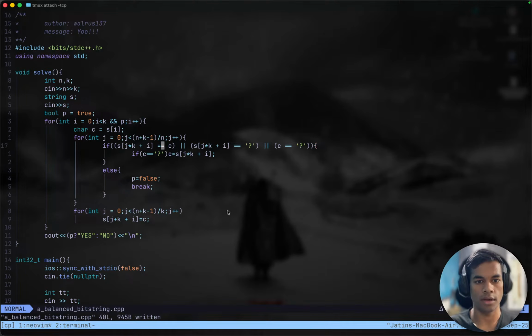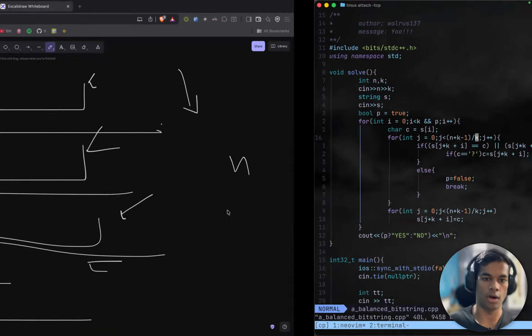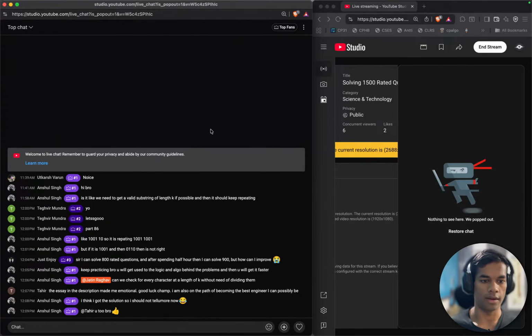Shit, why didn't I have an error here? Out of bounds again and again. Can we check for every character at a length of k without needing to divide them? Yes, I guess like this. I think I got the solution, so I should not tell more now.